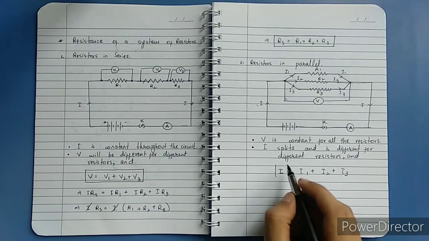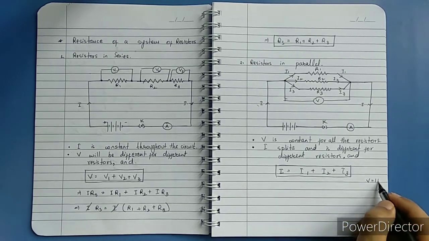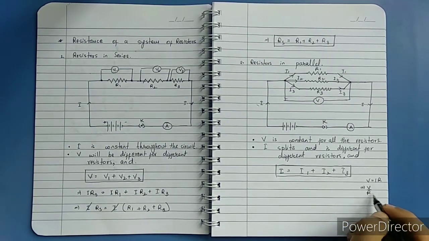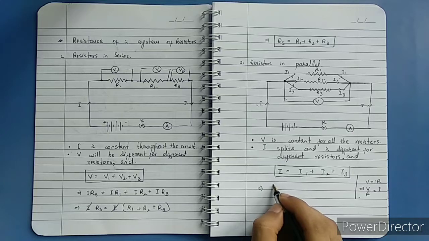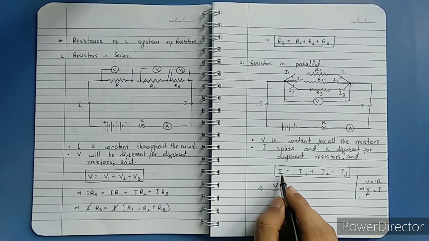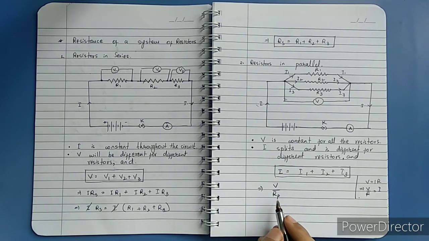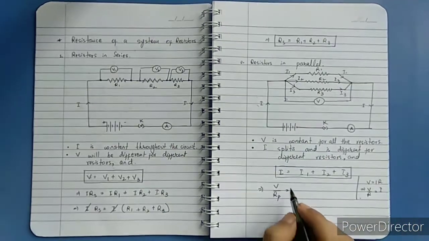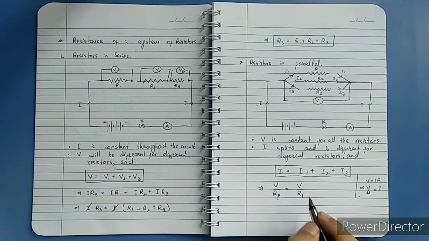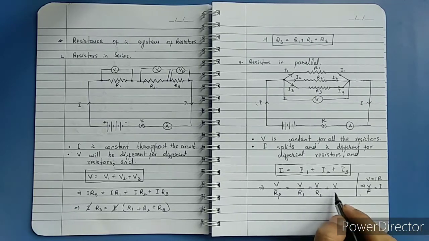Now this is one of the important points. V equals IR, so I equals V by R. The total current equals the total voltage by the total resistance, and this resistance in parallel I am denoting by Rp. I1 for resistance 1 will be equal to V by R1, because the voltage is the same for all of these. So I equals V by R1 plus V by R2 plus V by R3.